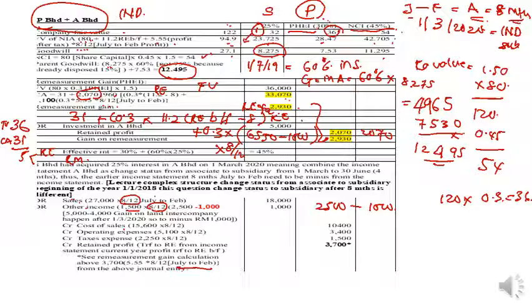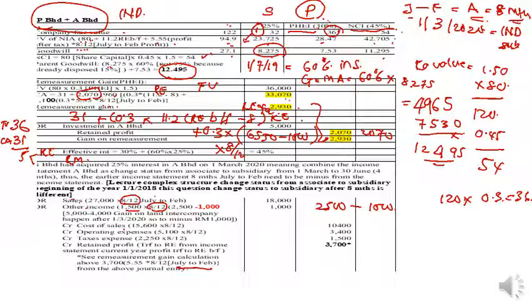Okay, 80 times 1.5. So you're going to have the value of the company equals to 120. We need to start with the NCI. The NCI has 45%, so we need to times with 0.45. So you're going to have 54 for the NCI, 54 for the NCI.